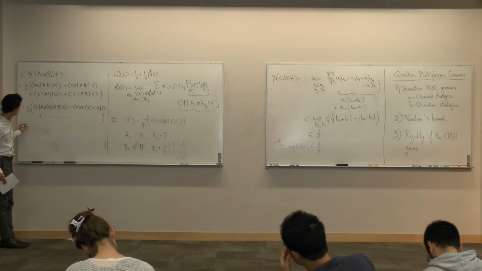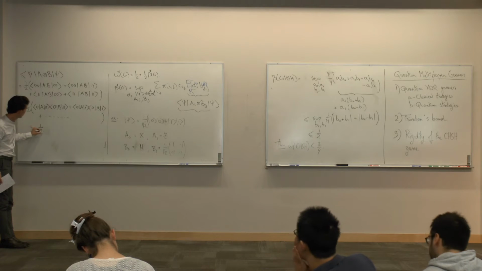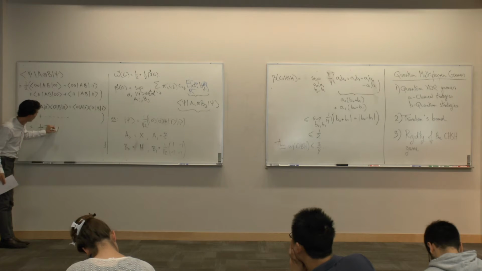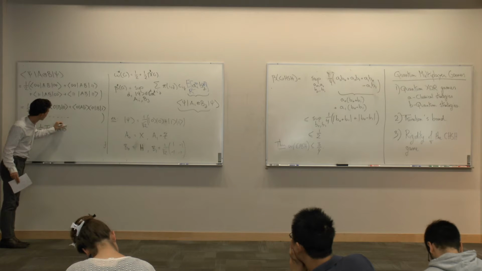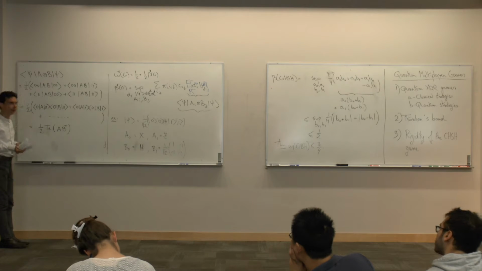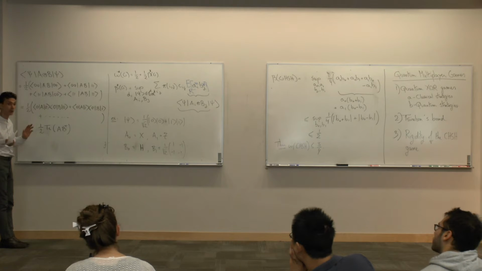Why am I writing this? Because this is equal to half the trace of A times B transpose. You can think of this as an inner product between the two matrices. That's a nice fact. I mean, it's a linear algebra fact, right?